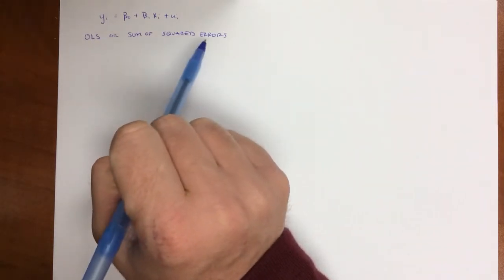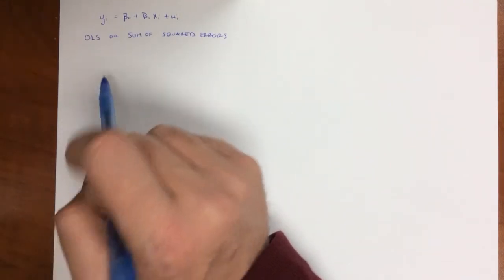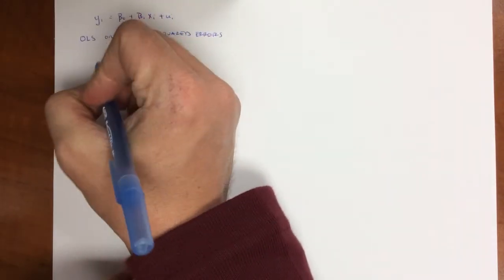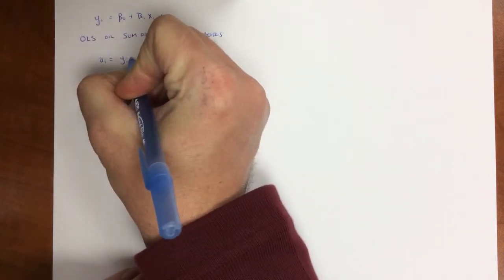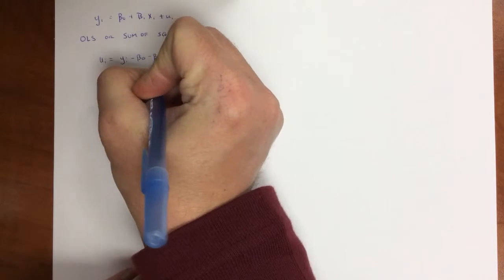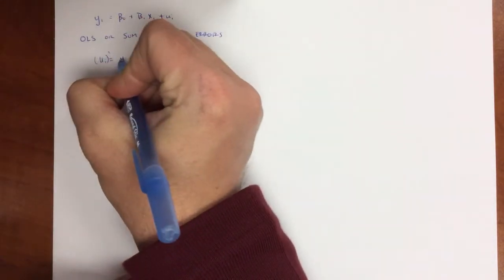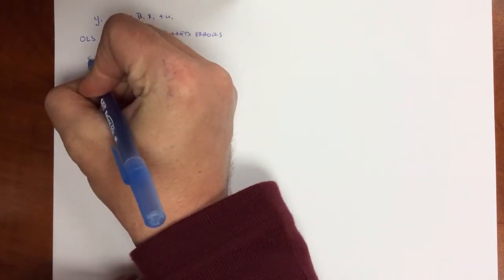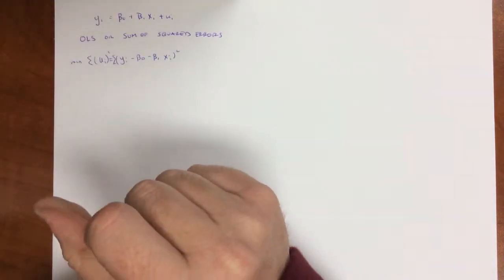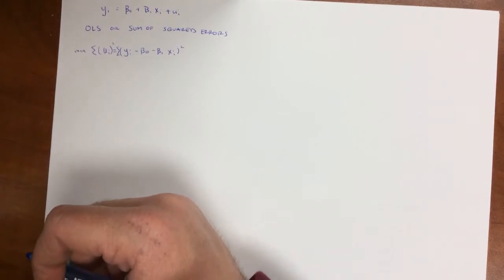The reason we call it sum of squared errors is because of the method we're going to use to solve for beta naught and beta 1. Sum of squared errors means we first solve the equation for our error term. So we get u_i is equal to y_i minus beta naught minus beta 1 x_i. Now we square each side and take the summation of each side, and our goal is to minimize this. To minimize, we take derivatives and set them equal to 0.